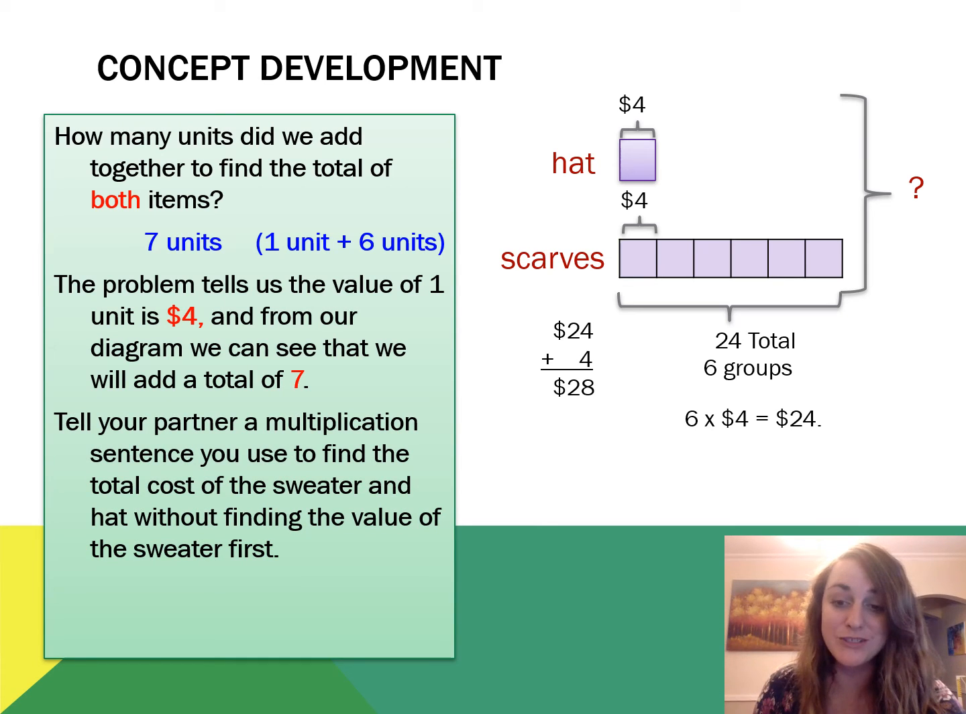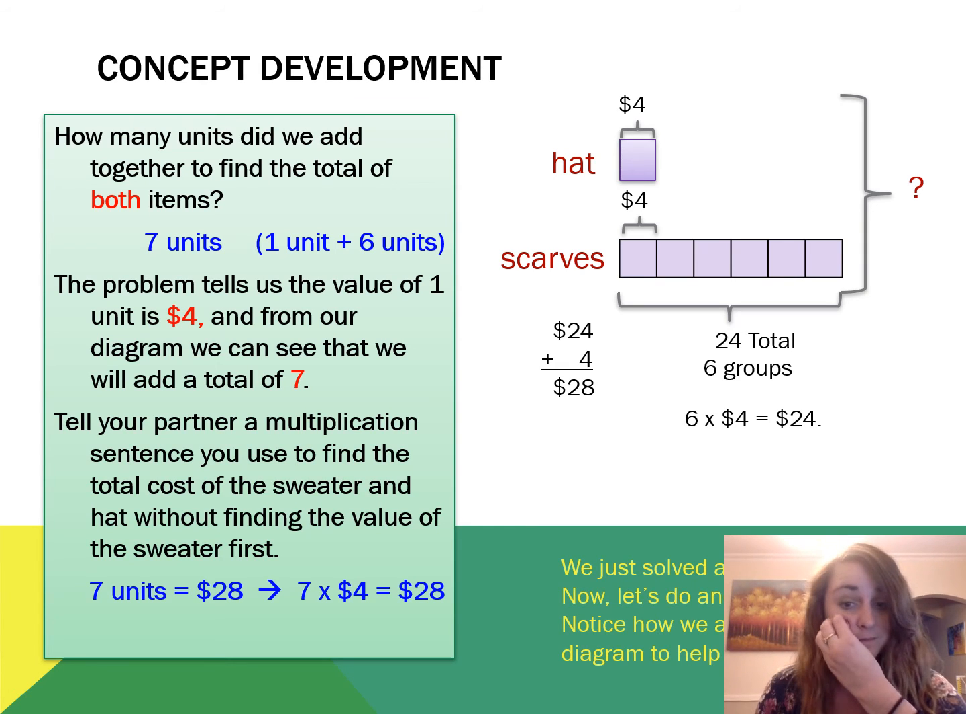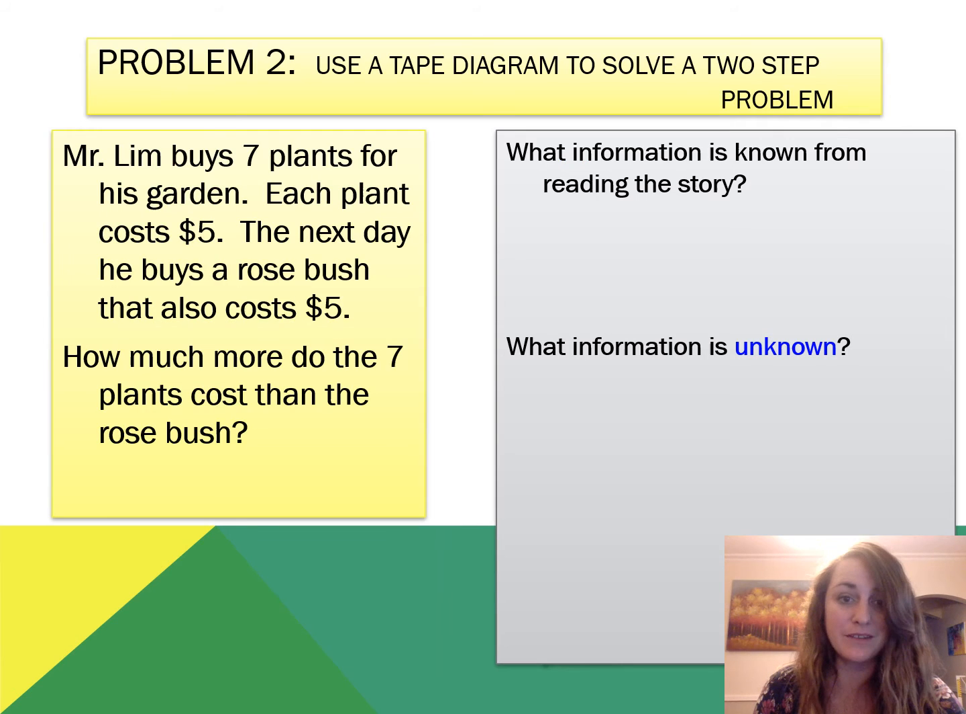What multiplication sentence could I use to find the total cost of the sweater and the hat without finding the value of the sweaters first? I could think 7 units equals 28. 7 times $4 equals $28. We just solved a 2-step problem. Now let's do another. Notice how we added to our tape diagrams to help us solve.